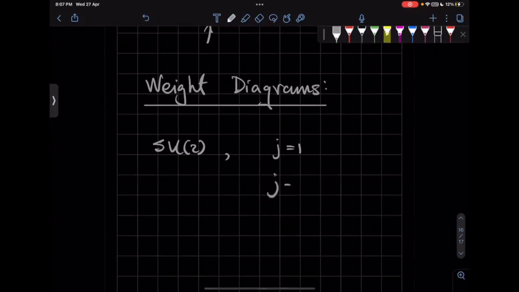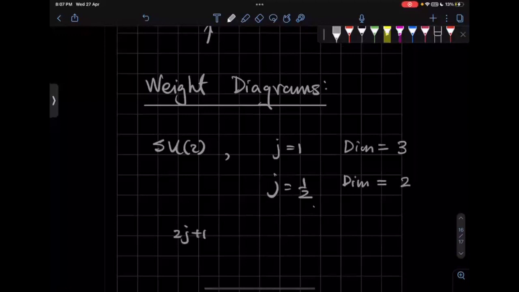What about if I had J equals to half? What would be the dimension for J equals to half? Think of the electron. It would be plus minus half, right? Yeah, so two. The same formula should give you this. How do you get this from this? 2 times this plus 1, right? So here you'll get 2 times J plus 1, 3. So 2J plus 1 is the dimension of the irreps of SU2.